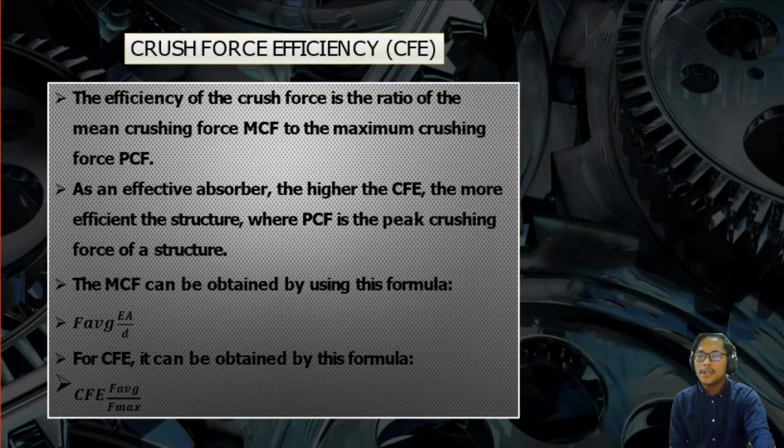For crush force efficiency, the efficiency of the crush force is the ratio of the mean crushing force to the maximum crushing force PCF. As an effective absorber, the higher the CFE, the more efficient the structure, where PCF is the peak crushing force of the structure. The MCF can be obtained by using this formula. For CFE, it can be obtained by using this formula.